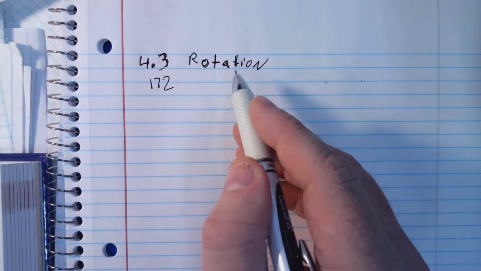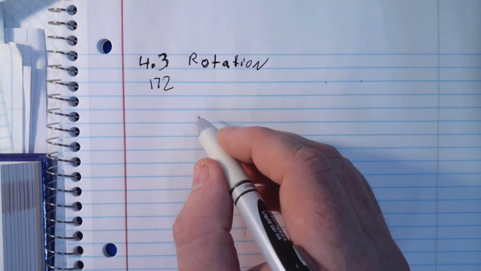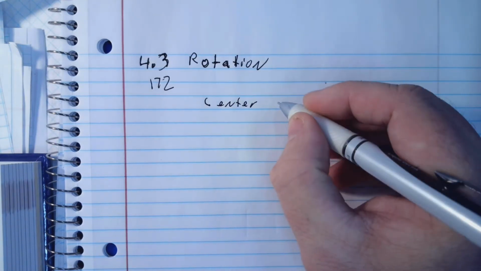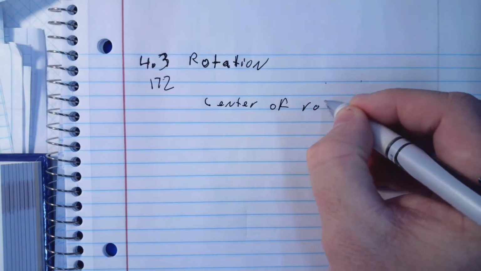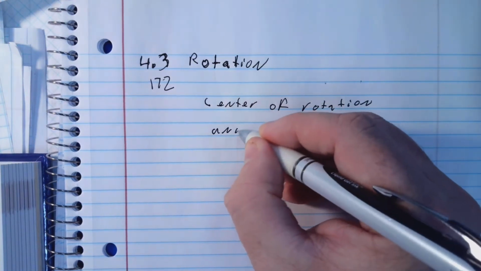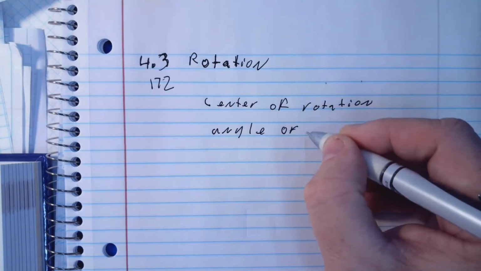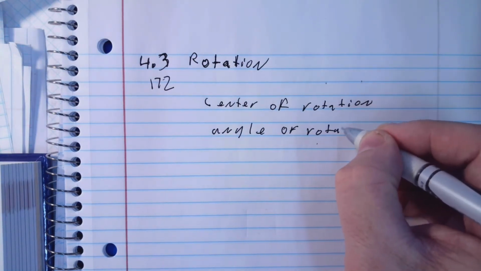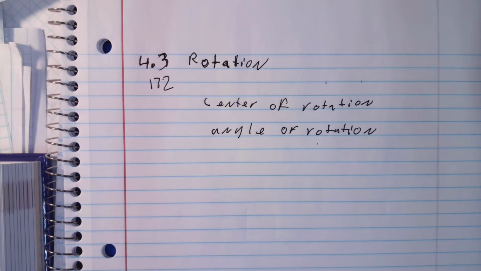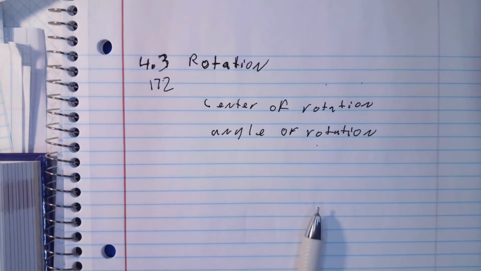So rotation. Okay, there's some definitions. There's center of rotation and angle of rotation. And again, we're going to limit it. We're not going to have everything under the sun. We're going to limit your angle of rotation, and we're going to limit your center of rotation. Technically, the center of rotation can be anywhere on the entire graph, although usually you use the origin as the center of rotation because it's the easiest.